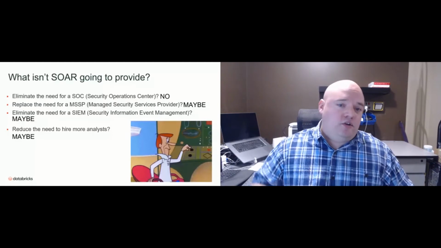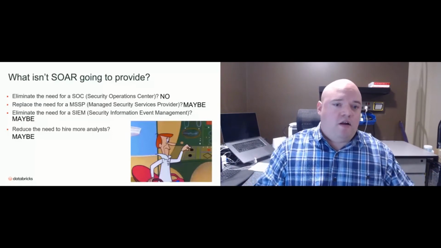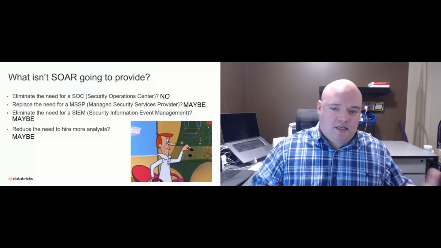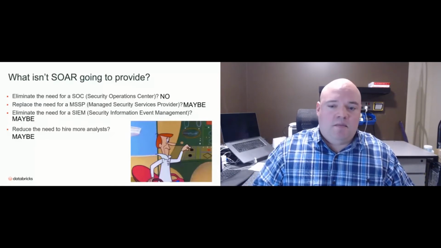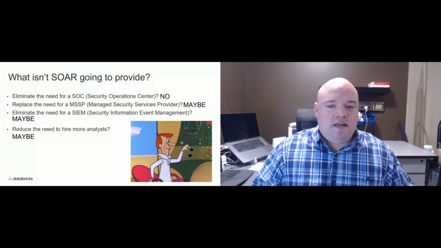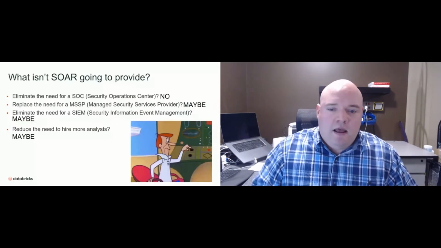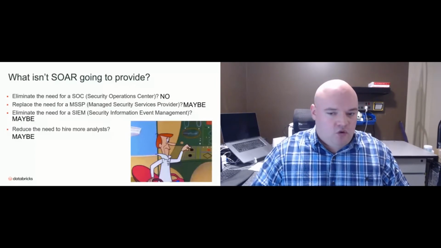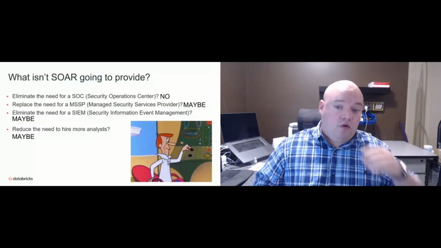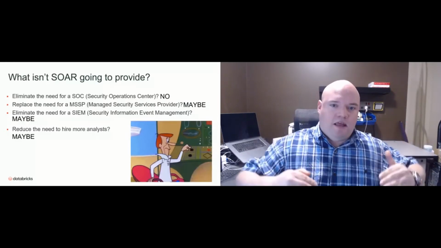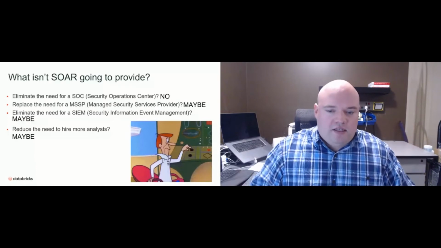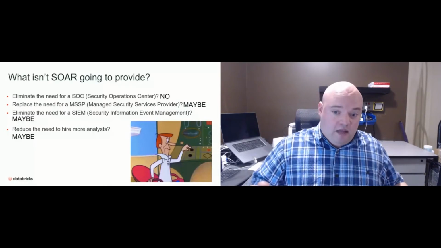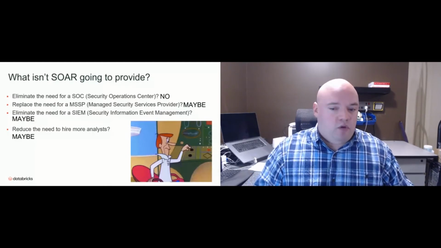Now, do you need a SIM to get value out of SOAR? We touched upon that already, but digging a little bit deeper into that question: a SOAR platform doesn't replace a SIM, but do you need a SIM to get value out of SOAR? I've heard from a lot of people that in their security roadmap, they have a wish list of things that they want to acquire, and SIM comes before SOAR in that particular instance. Well, I can tell you kind of definitively, SIM is not a prerequisite to SOAR.